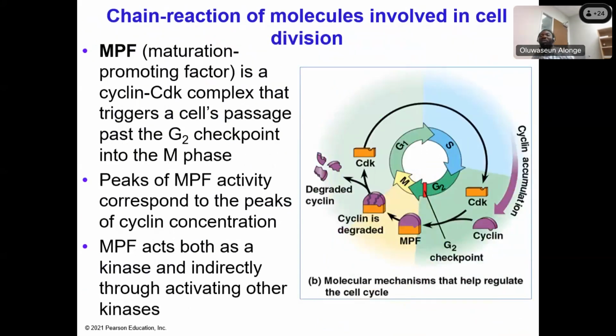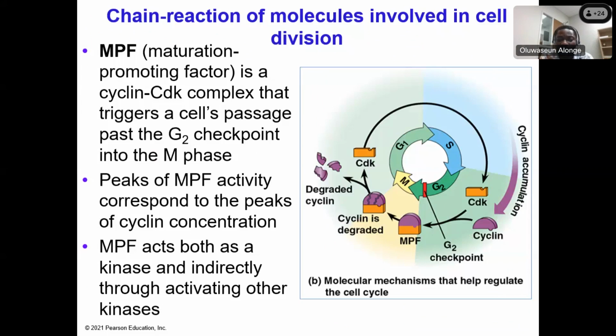So MPF simply means maturation promoting factor, and it's simply the coupling of CDK and cyclin. Like I told you, CDK is only active when it's bound to cyclin. The CDK-cyclin complex triggers the cell's passage past the G2 checkpoint into M phase. The peak of MPF activity corresponds to the peak of cyclin concentration, of course.